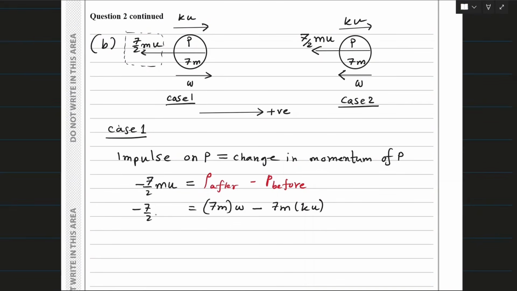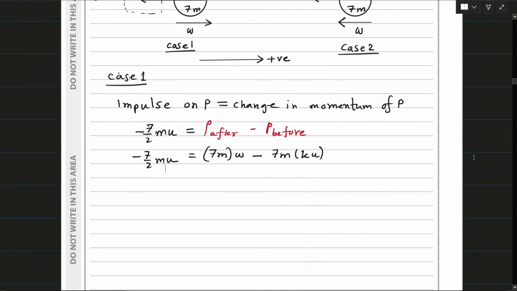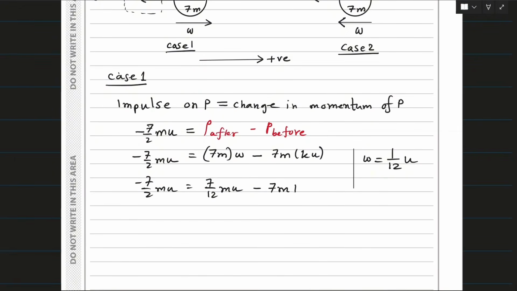So we have this here, and we will simplify, and we will just make k the subject of this formula. From part A, we also know that W is equal to 1 by 12U. So we can substitute 1 by 12U in place of W here. Again, just simplifying this, we get 7 by 12 mu minus 7m ku. Bringing all the mu terms together, we get this as the simplified function.